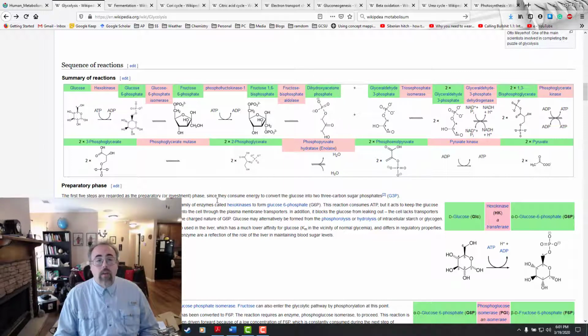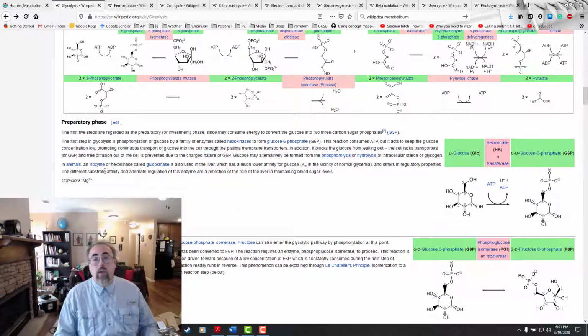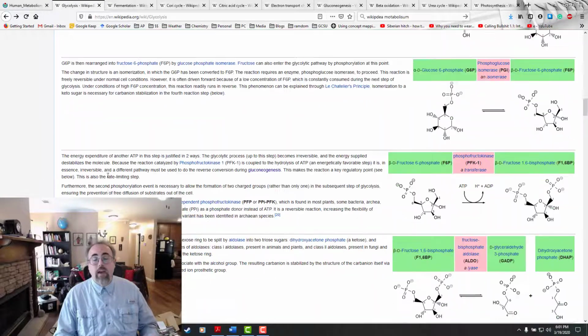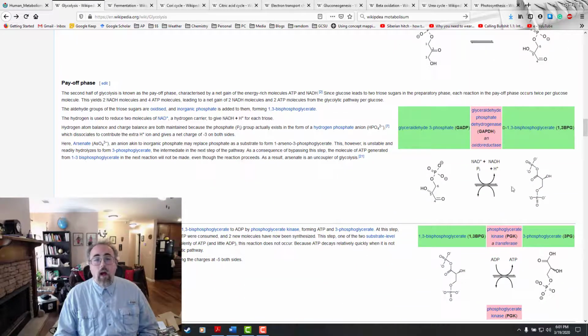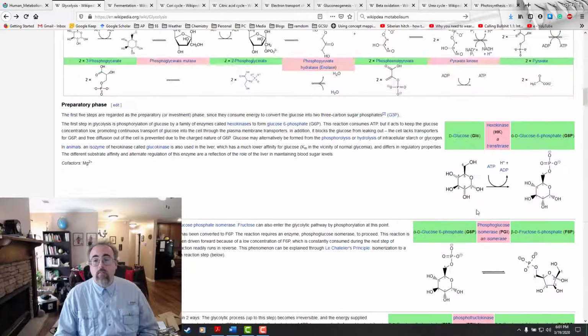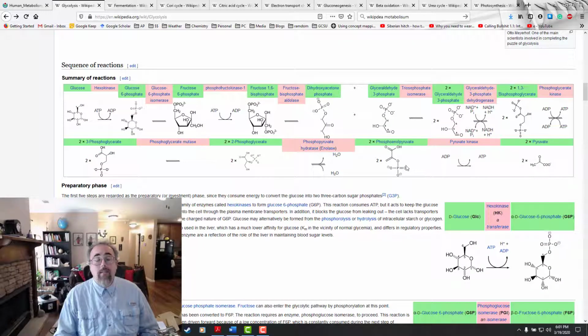And before this, we have the preparatory phase or the energy input phase. And then after this part, which is right in this area, you have the payoff phase where you get your energy back. And so you get more energy back than you put in, which is good. It's kind of like making money. You want to get more money out than you put in. But you actually don't get a lot. So glycolysis gives you only a tiny, tiny amount of energy. That NADH is really where the sweet energy is.